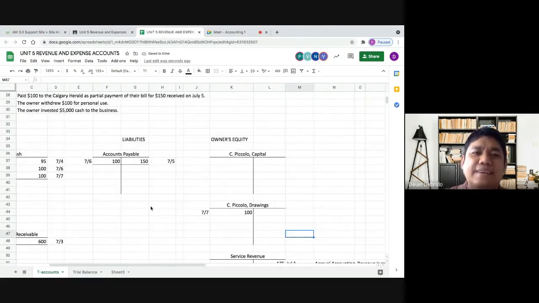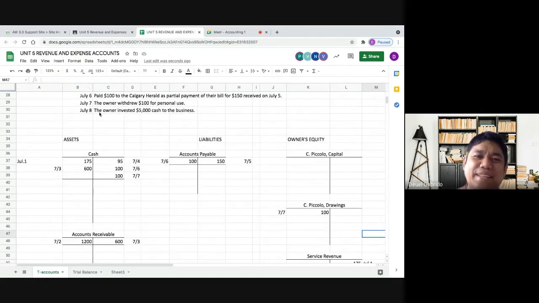Last. Oh, wait. Look at this one. The owner invested 5,000 cash to the business. What's this act? Is this a drawing, an expense, an investment, or a revenue? The owner invested additional 5,000 cash to the business.